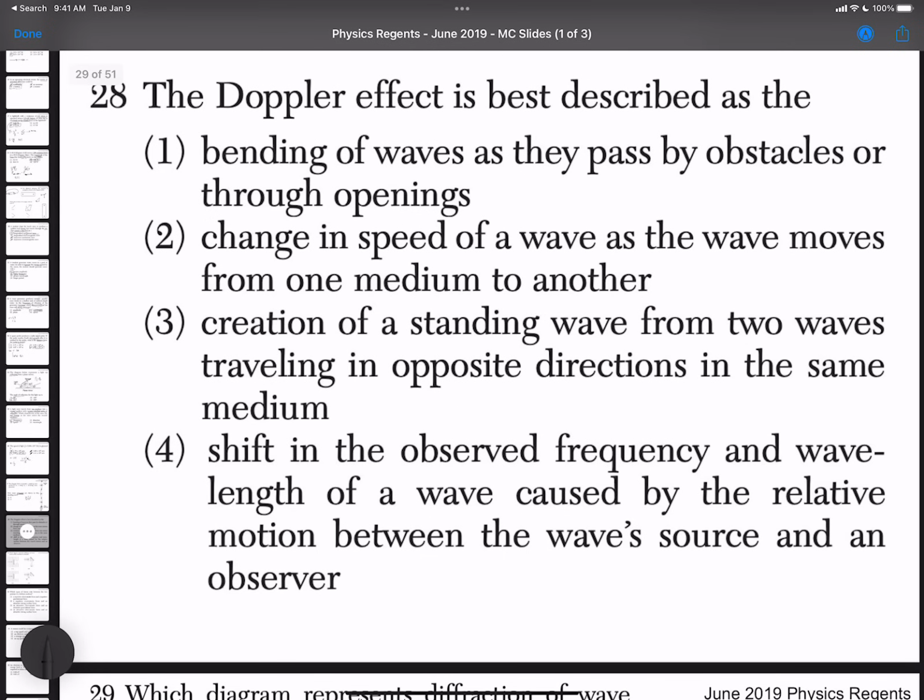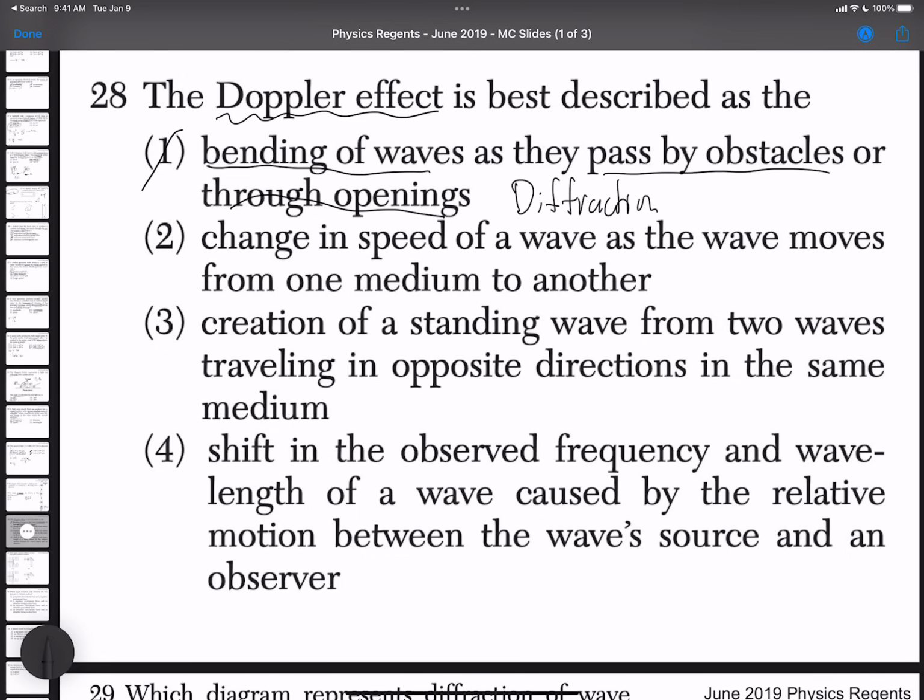All right. Question number 28. The Doppler effect is best described as. This is a definition type question. And a question like this, I think the best way to answer is to just read through all of the choices and see if you can identify what is that thing being described. So answer choice 1, bending of waves as they travel past obstacles or through openings. That is diffraction. So we can eliminate answer choice 1.